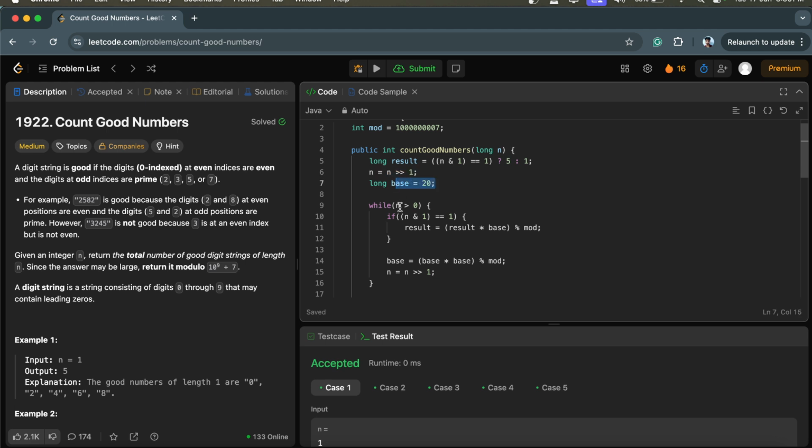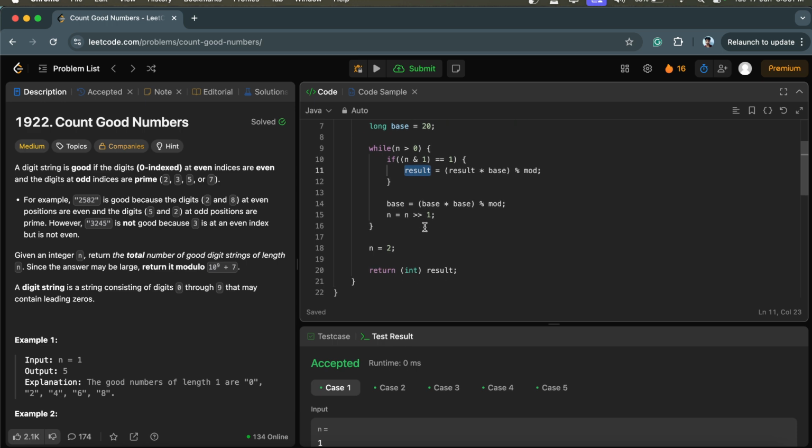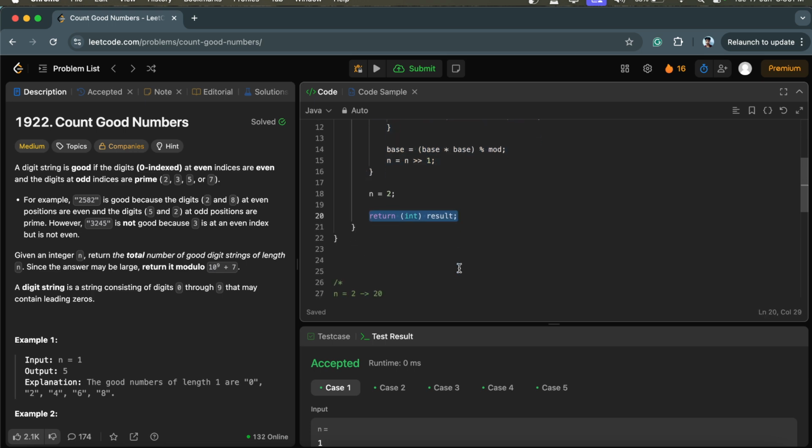Now base is 20, and we enter into this loop because n is greater than 0. We check whether n is odd. Yes, n is now odd, so we enter into this condition, so result equals result into 20. So the new result is 20. Base value will get updated, and n gets shifted, so 1 shifted by 1 is basically 0. So yes, we come out of this loop and we return the result. So for n equals 1, the result is 20. Okay, that is something we saw also.